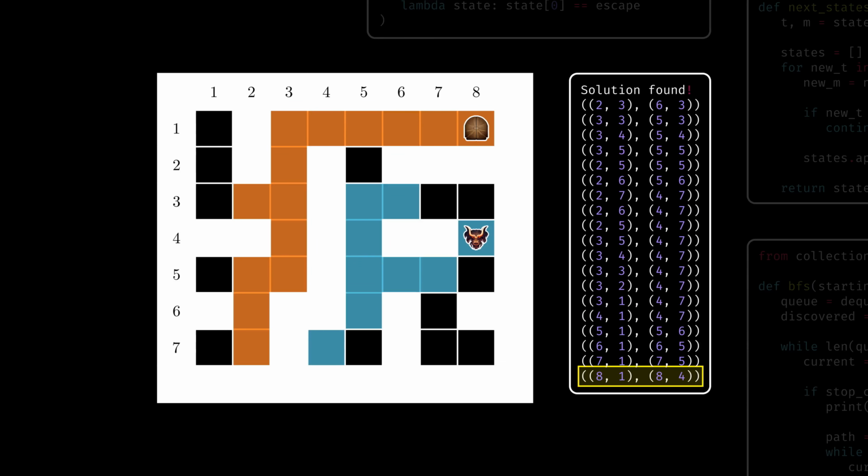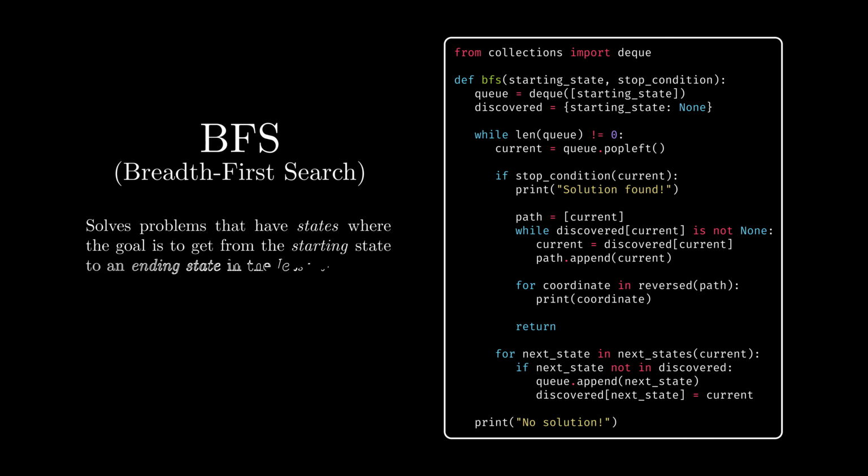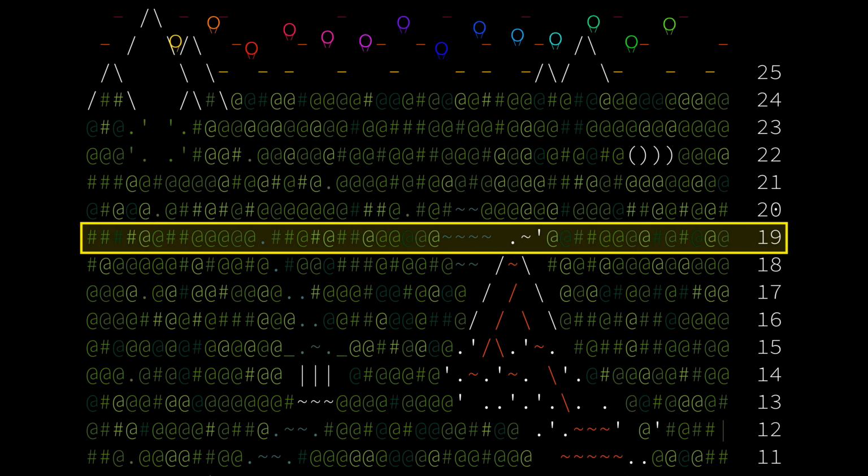This is very exciting. We implemented a general algorithm to solve problems that have states, where the goal is to get from one state to another in the least amount of steps possible, like the shortest path problem and Theseus and the Minotaur problem. Now you might say that this algorithm is only useful for problems that involve a 2D board, but this is not the case. To convince you otherwise, here is a 3D board. Okay, no, just kidding. Here is a really fun problem taken from the Advent of Code 2022, day 19.